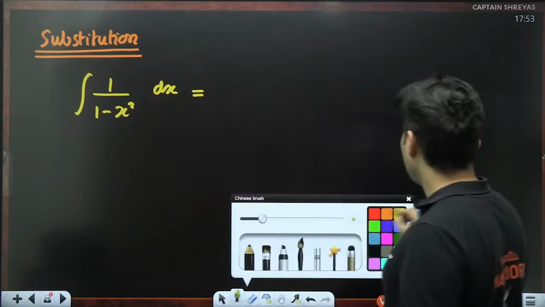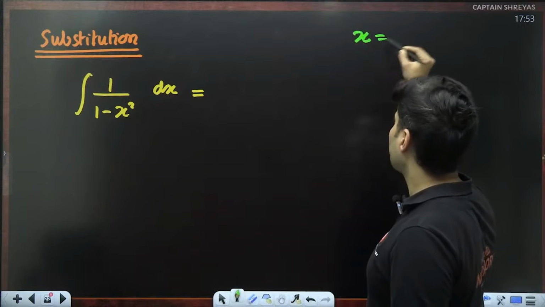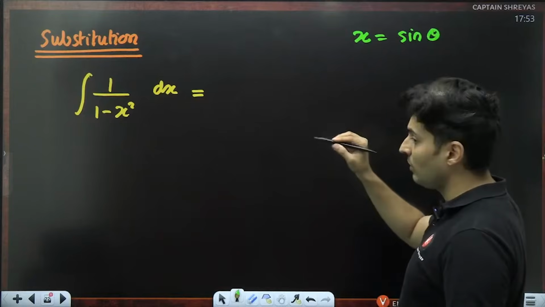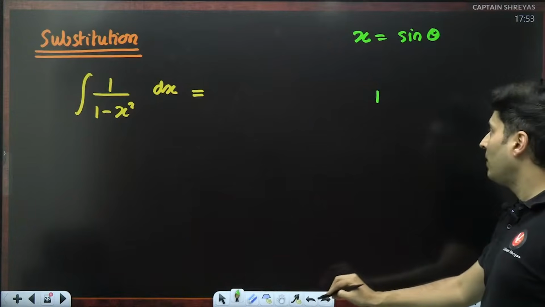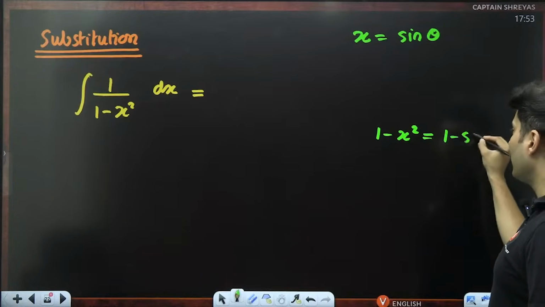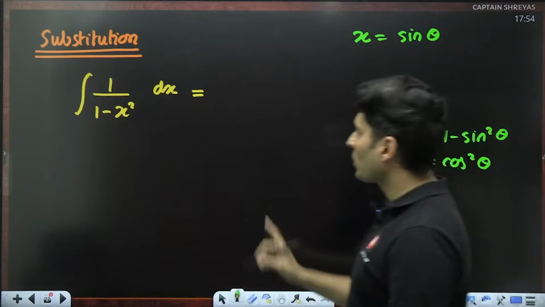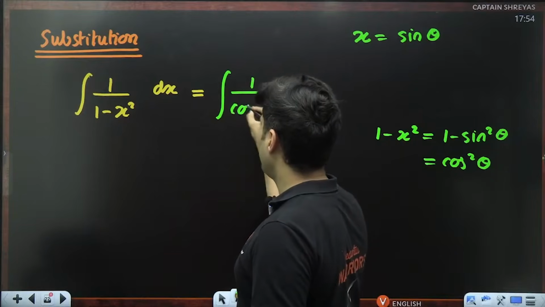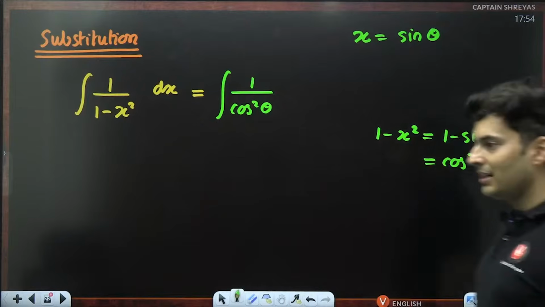So what you do, let's say for example, this is intuitively thinking. What if I substitute x as sine theta? Just think about it. What will happen to 1 minus x square, which is the denominator? The denominator will be 1 minus sine square theta, and 1 minus sine square theta is basically cos square theta. Oh, perfect. So instead of this, I will get 1 by cos square theta. Do you understand it?